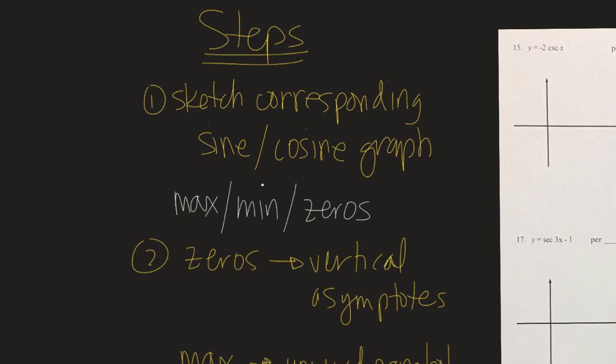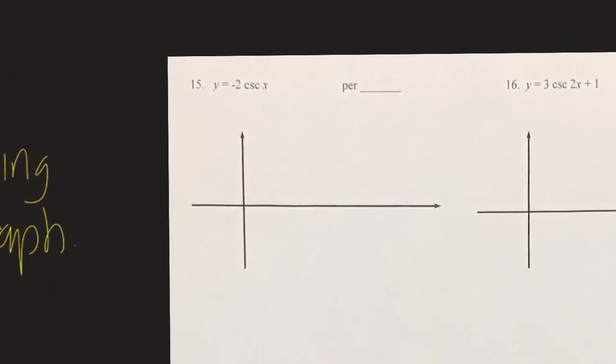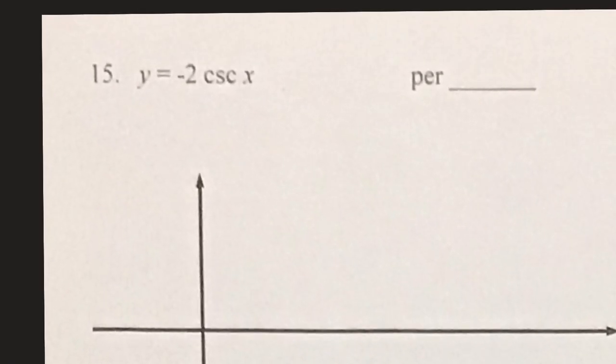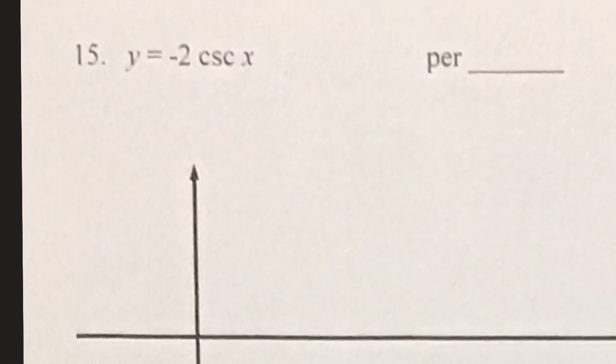Yes, there's lots of maxes and lots of mins. We're going to get the points from our corresponding sine and cosine graphs. Okay, so we'll talk about how we graph those sines and cosines also when we're doing these problems. So let's see if we can apply that to our graphs over here. So our first one says graph -2 cosecant of x.